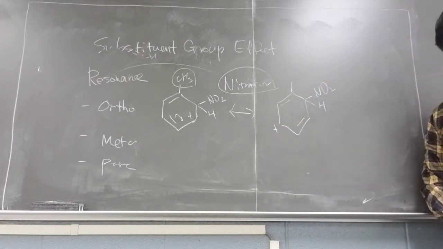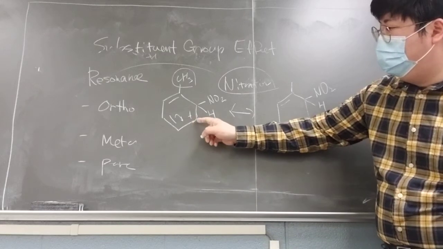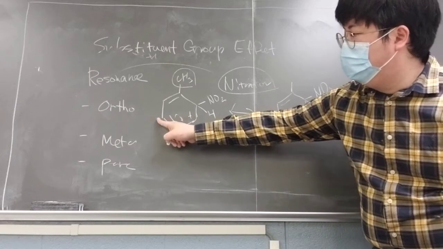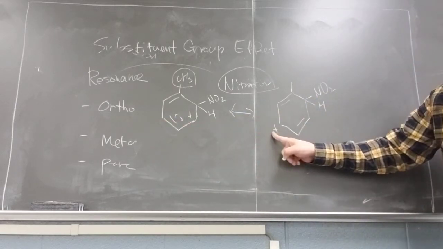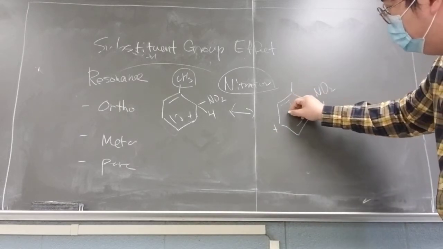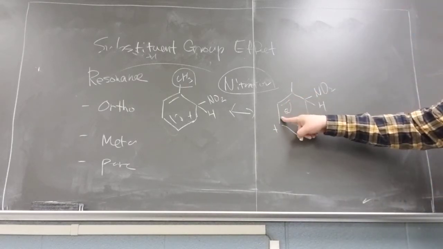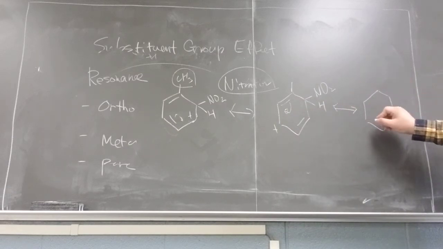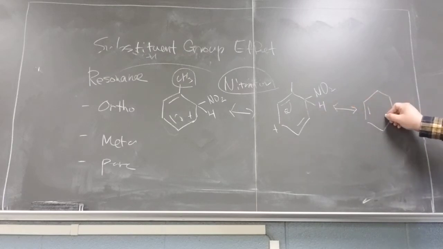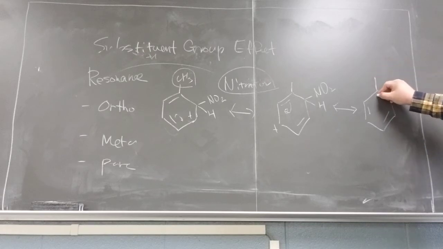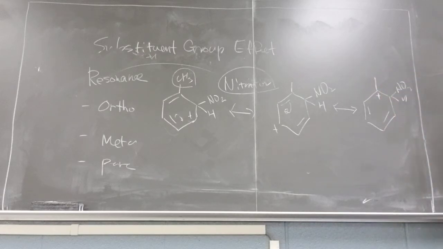Do you see this? The carbocation is here, but you can move this double bond here, and then you're moving the carbocation position to here. And then you can also move this one to here, then it goes here, and then it moves to here. Can you see there's something happening here?